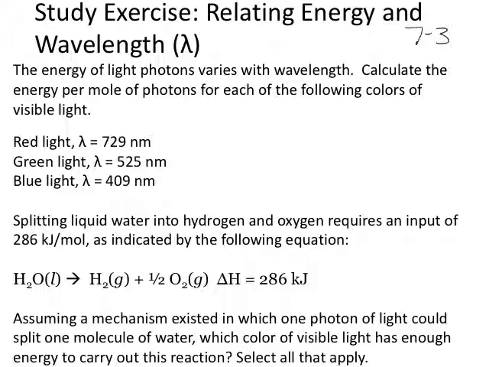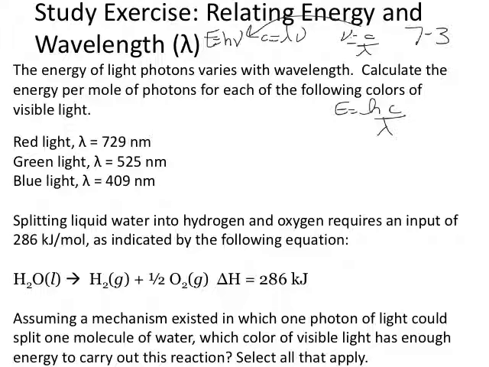Relating energy with wavelength. What you're going to do is use the equations E equals h nu, c equals lambda nu, and then of course nu equals c over lambda. You can put that in for nu, and you're going to use E equals h c over lambda.